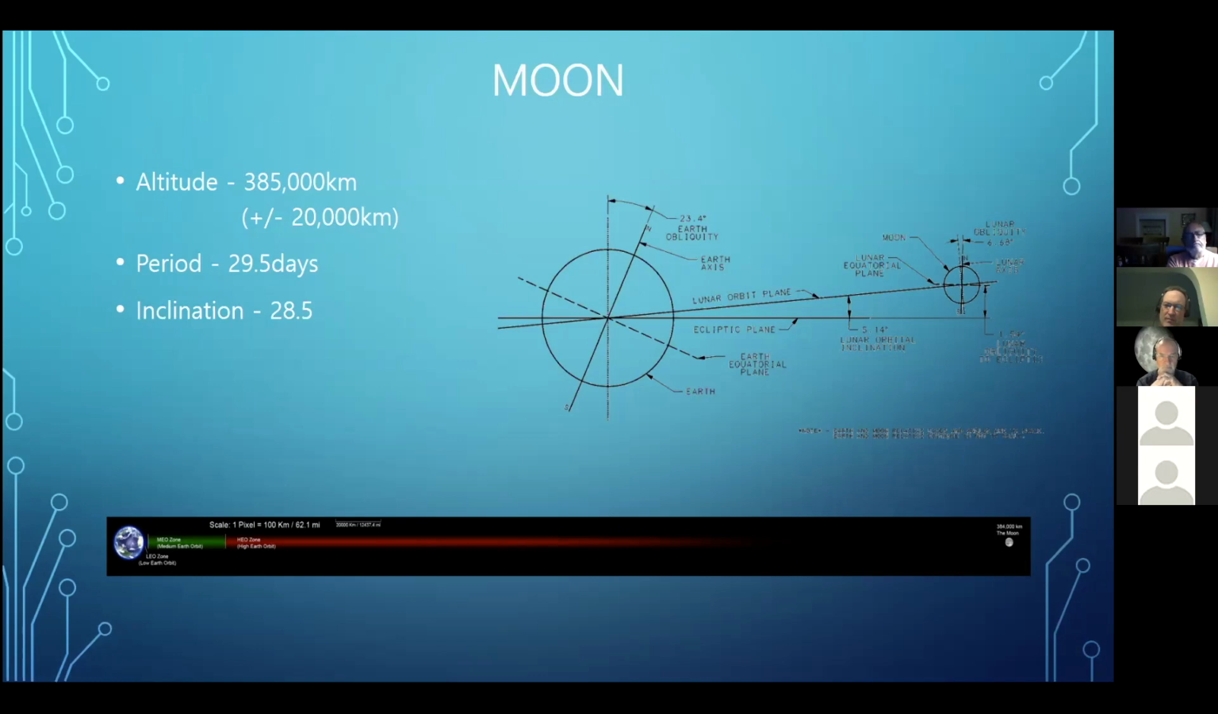The moon is 385,000 kilometers away from us on average. It goes back and forth because it's an ellipse, as we discussed at the beginning. It has a period of 29.5 days, and compared to our equator, it has an inclination of 28.5 degrees. So quite a fair amount, but compared to the ecliptic plane, which is the one that links us to the sun, it's just a few more degrees. This is the reason we don't get eclipses every orbit of the moon, because it's slightly tilted away.